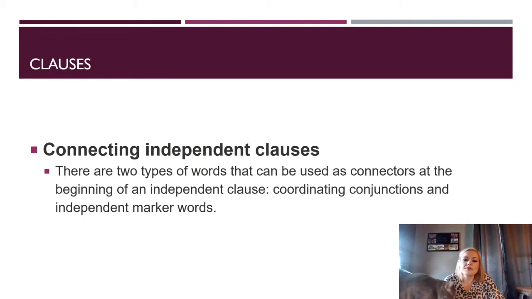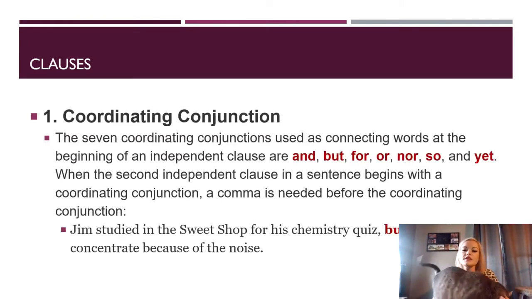So two types of words can be used as connectors at the beginning of an independent clause. So we're going to look at coordinating conjunctions, and those are your for, and, nor, but, or, yet, and so. So we often combine two independent clauses with a coordinating conjunction. Just be sure that you use a comma before that.